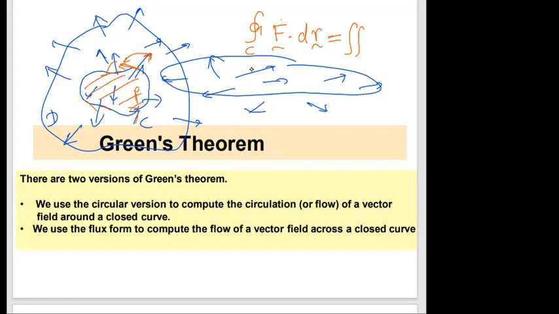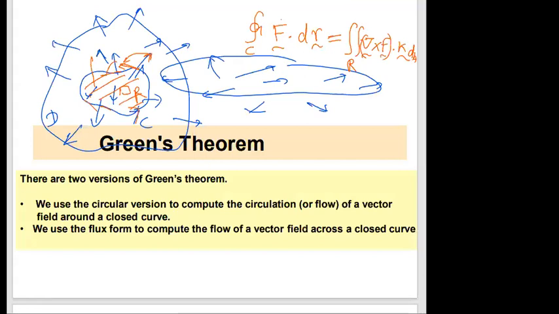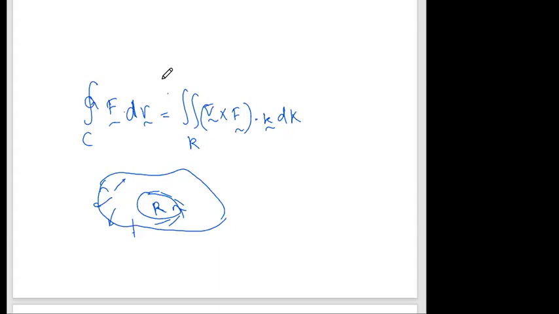Let's say this region is R. This would be the curl of F, the k-th component of the curl of F. You have to consider the k-th component, the circulation density, times dA. dA is an infinitesimal area part in region R. This is the first version of Green's theorem.